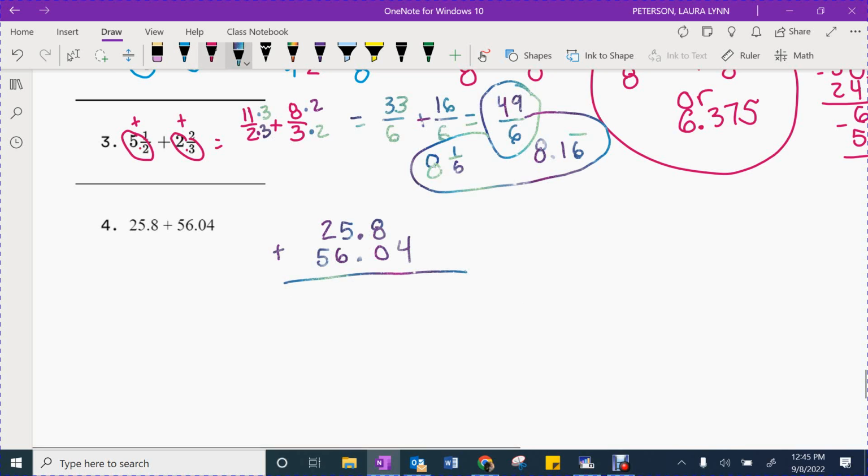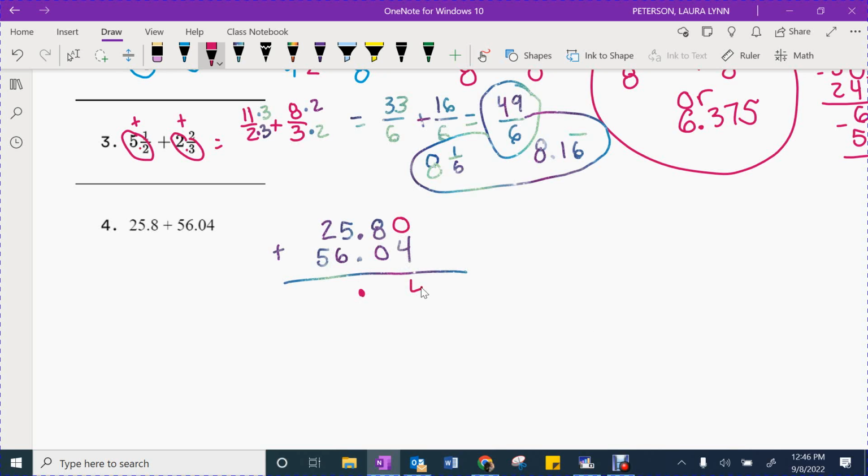Now before I continue, I need to make sure all my numbers have a partner. What I notice is on the right hand side of my problem, there's a missing empty space. I'm going to fill that in with 0. Now that every number top to bottom has a partner, I can just add like normal. Always bring your decimal straight down.